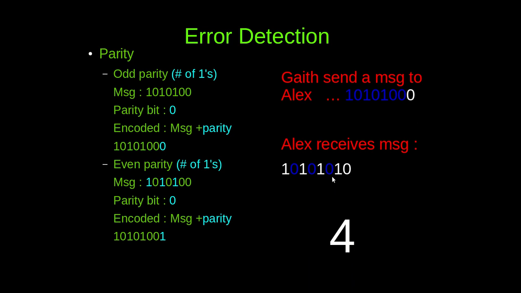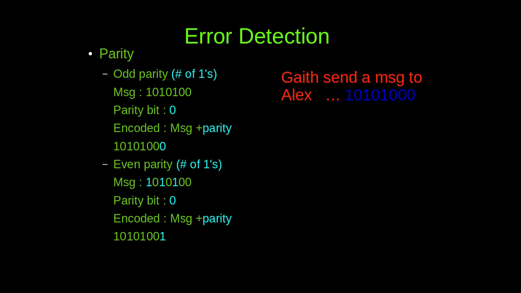So Alex will drop the message, know it came with an error, and will send me what's called a NAK, not acknowledge, meaning something happened to the message, just resend. I resend the message, and he'll check again until everything is good.